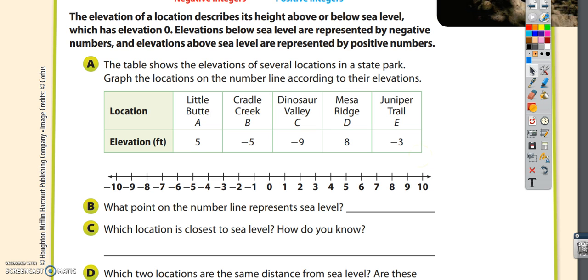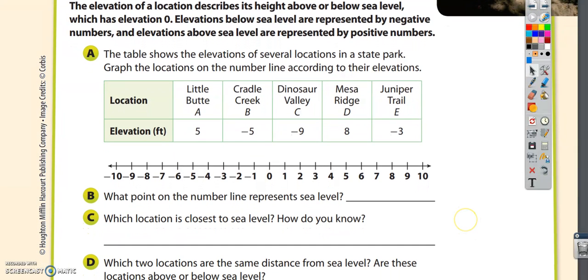What we're going to do is we're going to talk about elevation. The elevation of a location describes its height above or below sea level, which has elevation 0. Elevations below sea level are represented by negative numbers, and elevations above sea level are represented by positive numbers. Question A. The table shows the elevations of several locations in a state park. Graph the locations on the number line according to their elevations. And so, graphing them means to put them on the number line and to label them as well.